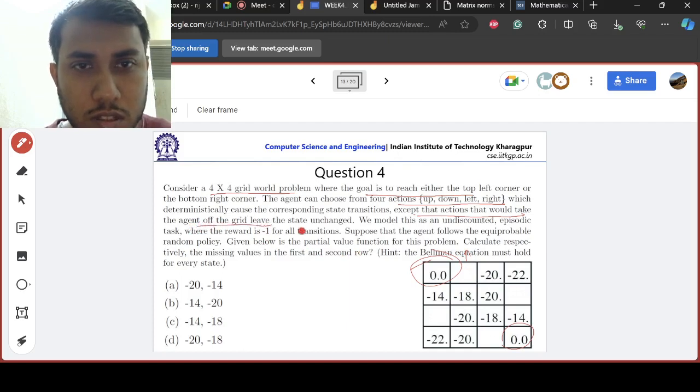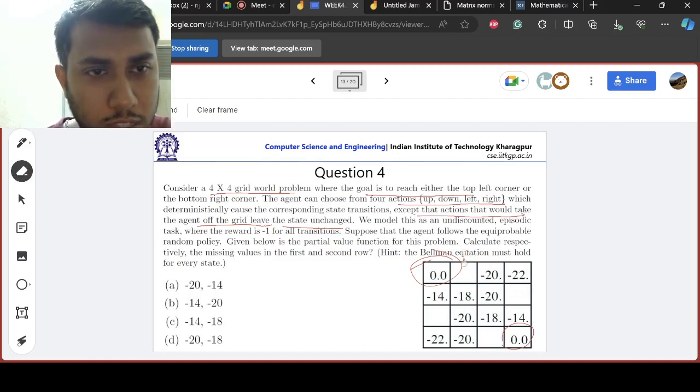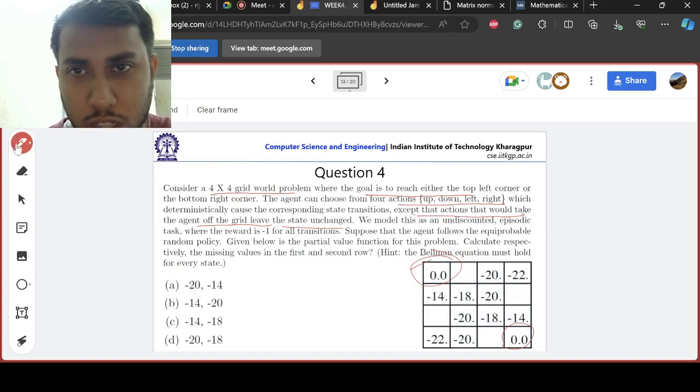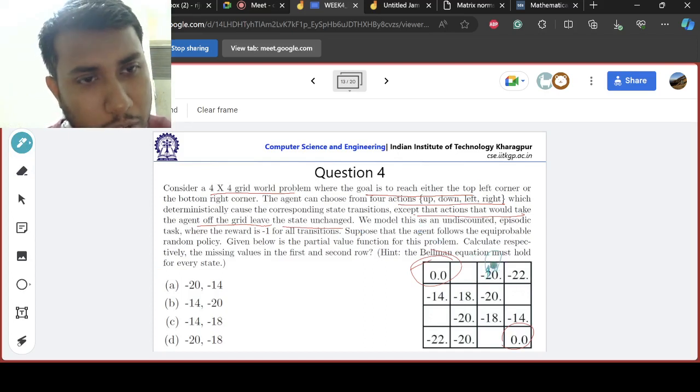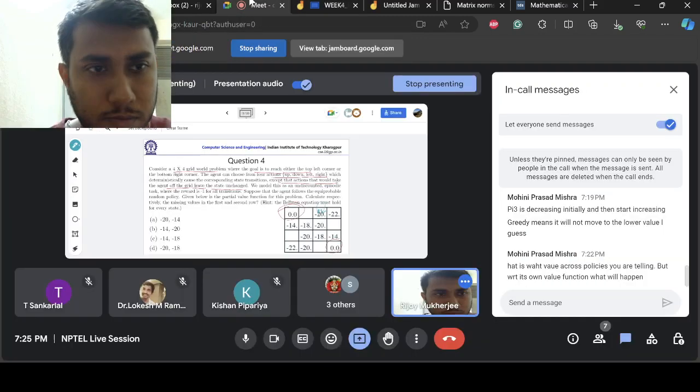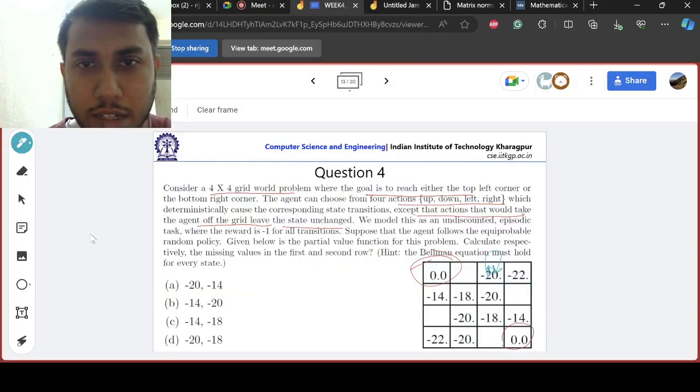That will not. So suppose the problem is like this: if I am at state S and I order move up, this will be a circular loop, so it will come back to that state only. When I move up, it will come back to that state only, right? So that is what it means.